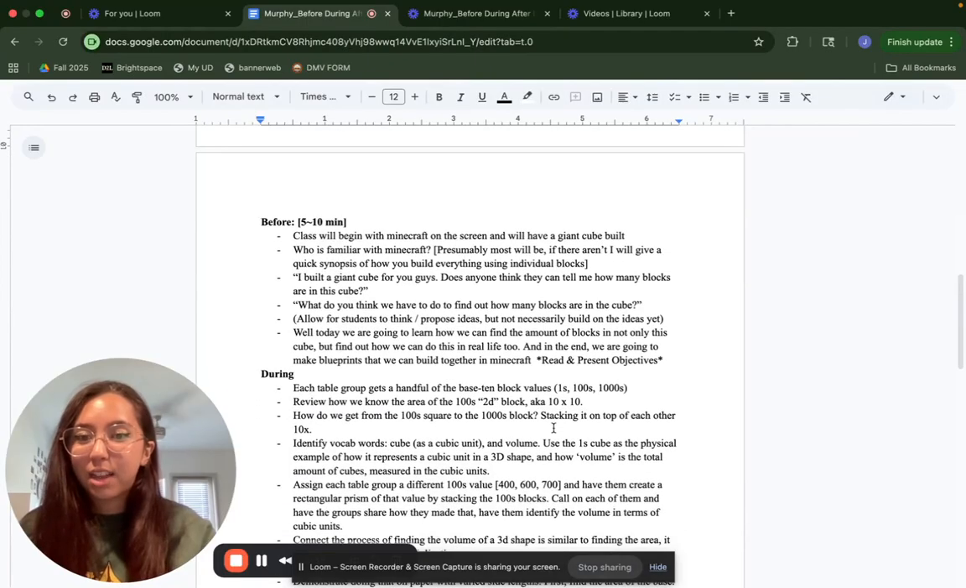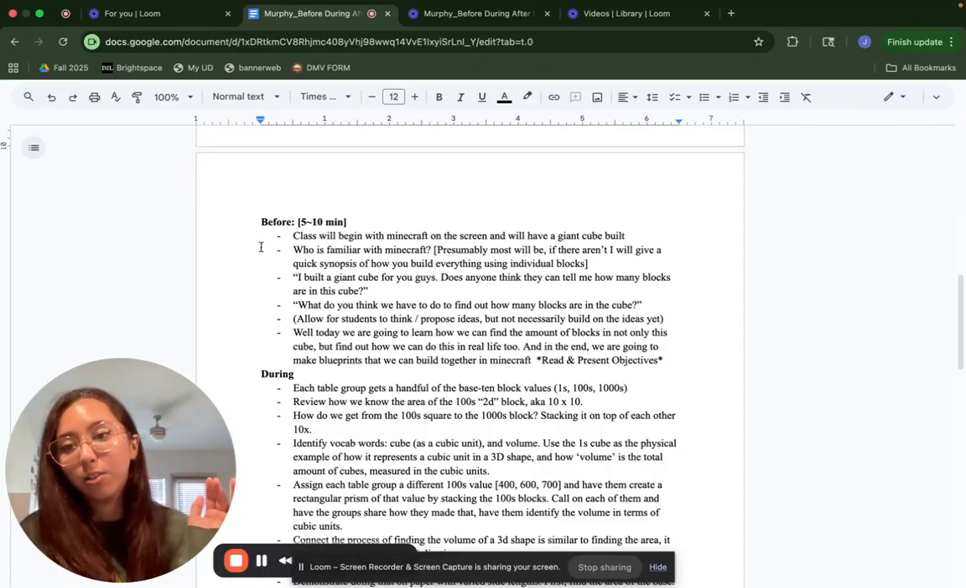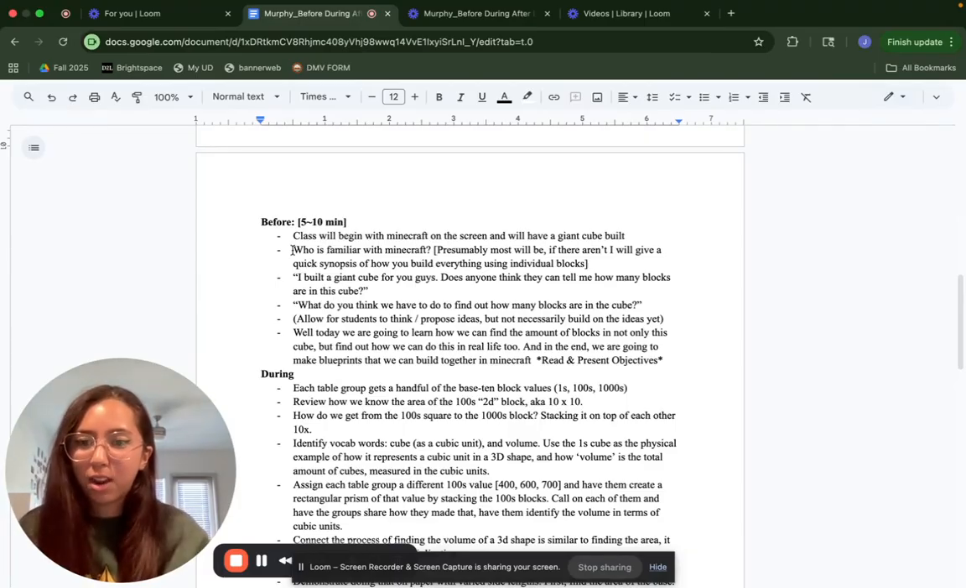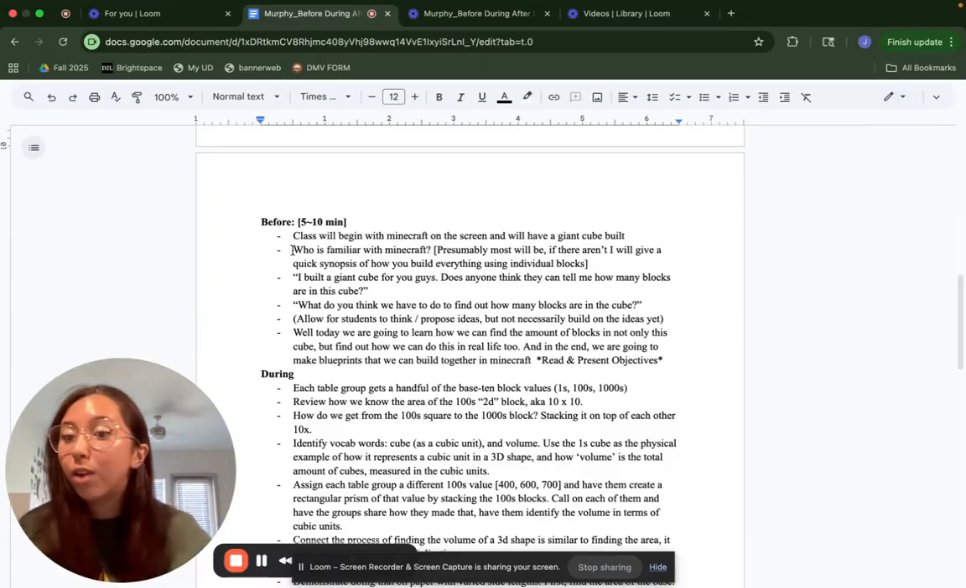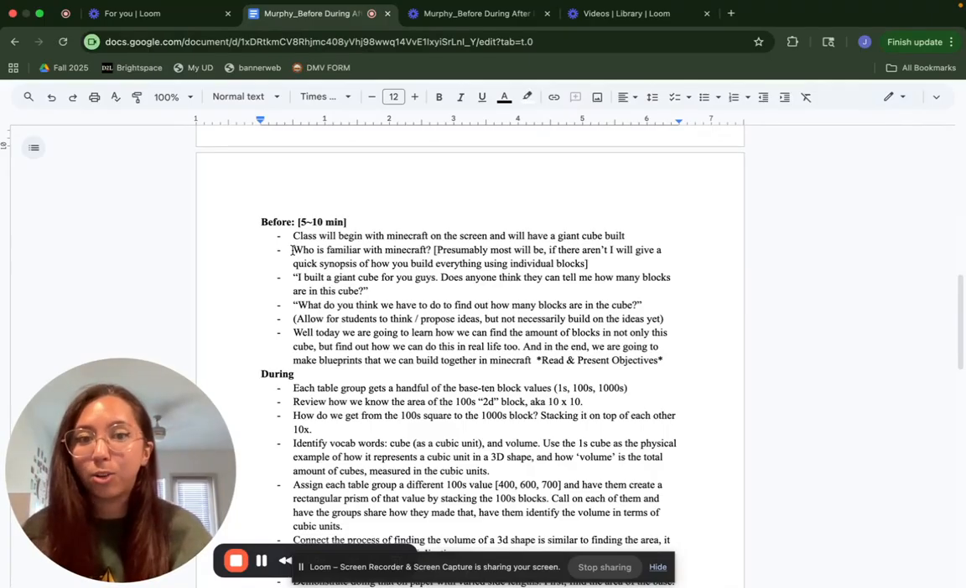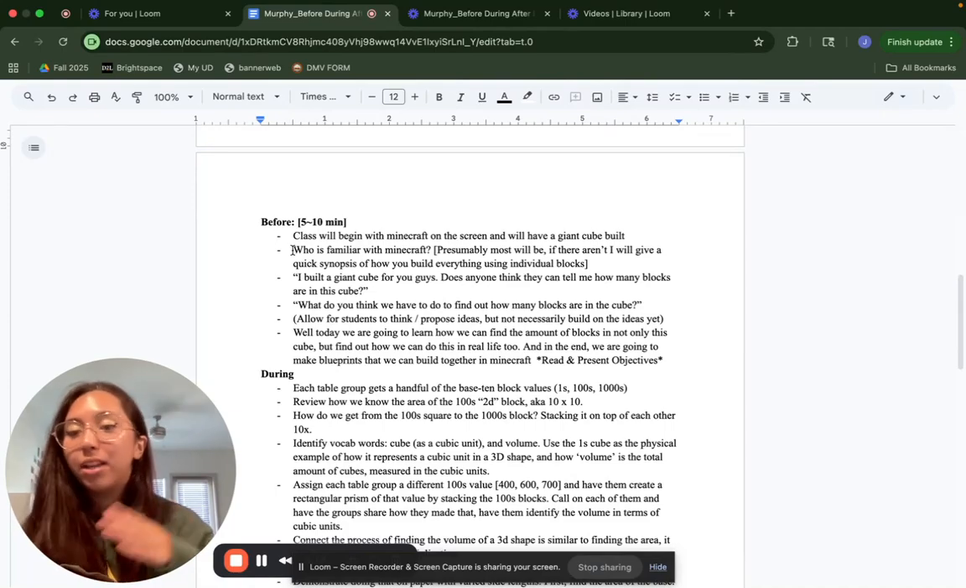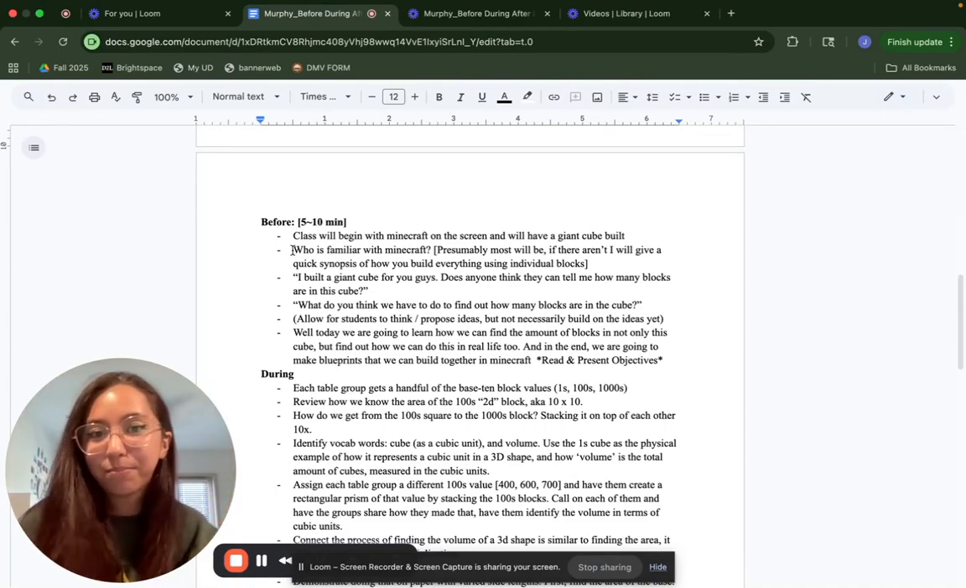So as for the lesson itself, the before section is going to be about 5 to 10 minutes. And the class is going to begin with Minecraft being on the screen. And I will have gone in ahead of time and created a giant solid cube made out of the individual blocks. And I'm going to start the class saying, like, who is familiar with Minecraft? Presumably most will be because it is very relevant in like pop culture today. But if some students aren't, I'm just going to give a quick synopsis. It's about how everything you build in Minecraft is used with a source block or a cube, and that you use that block to build everything and create everything.